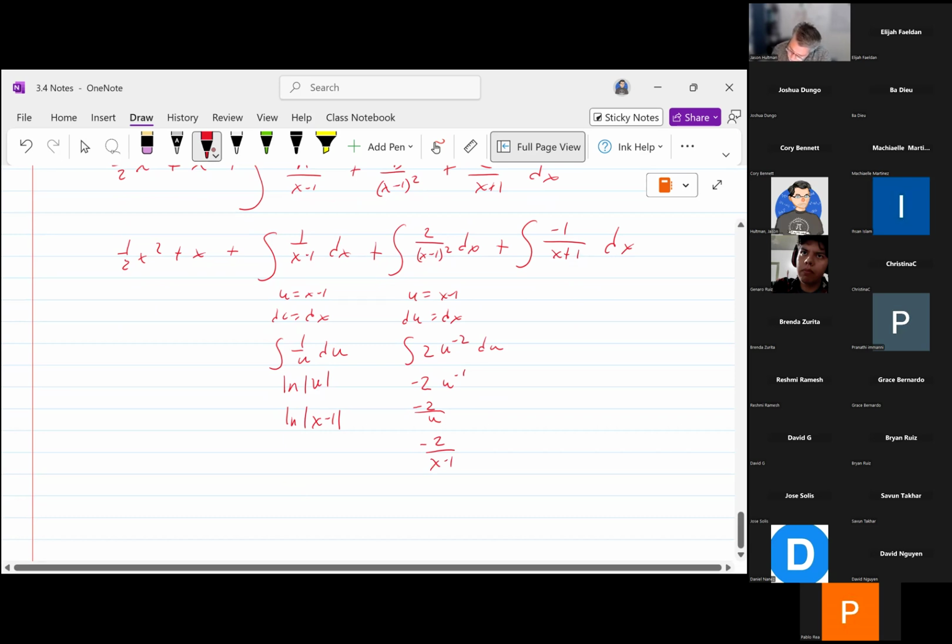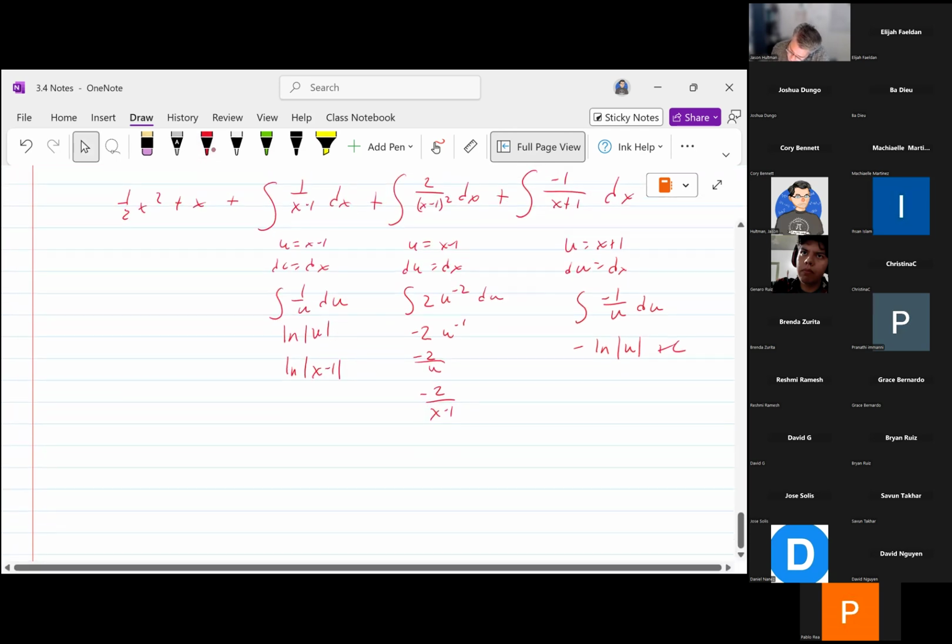Okay. And then the last one here, u is equal to x plus 1, du is equal to dx. This just becomes the integral of negative 1 over u du. This becomes minus natural log of u. Okay, and what was u? I'm going to put a plus c there, just so I don't forget it. Okay, and this is minus natural log of x plus 1 plus c.